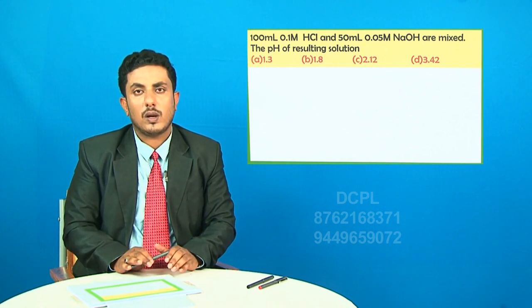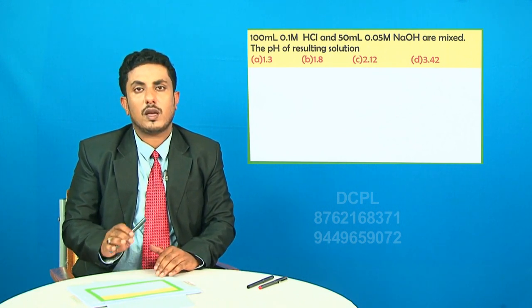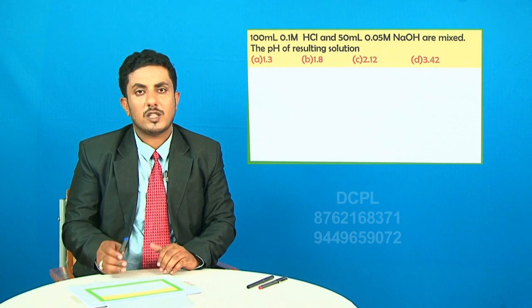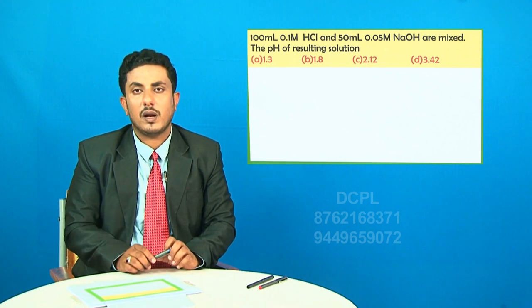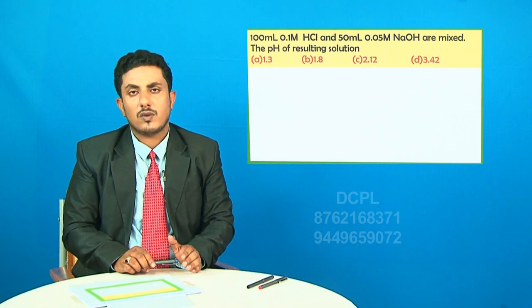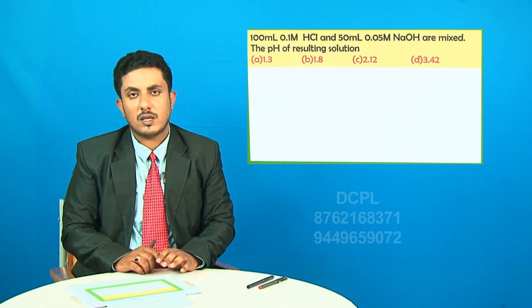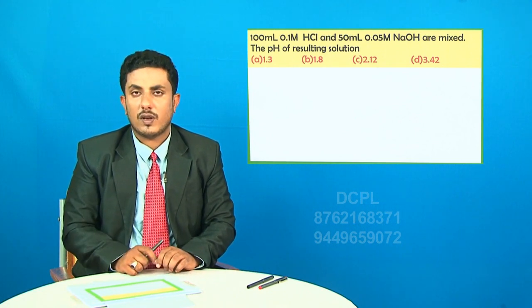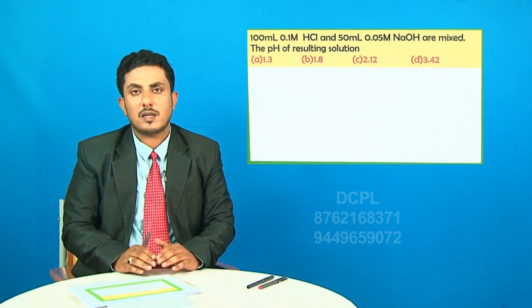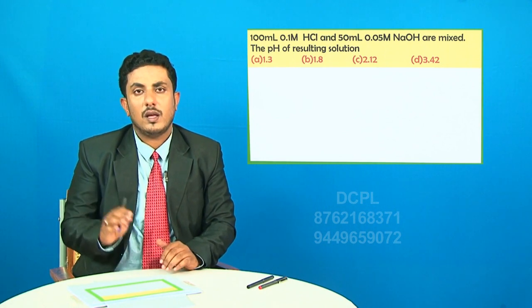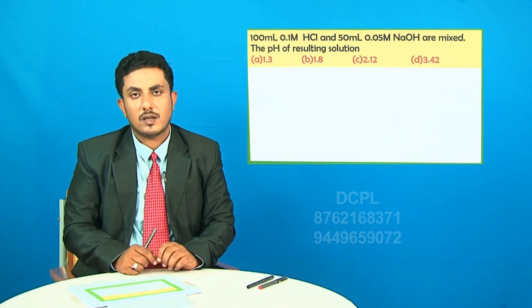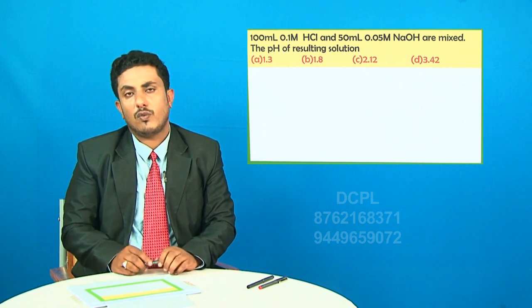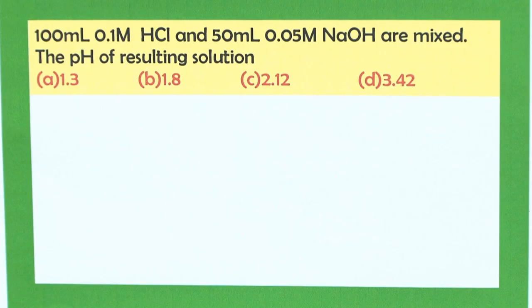First we need to find the nature of the solution. Then based on that we can calculate the H plus or OH minus ion concentration. Then we can predict the pH of the solution. First we will find the number of moles of HCl, then the number of moles of NaOH, then see after mixing what the remaining moles are, whether HCl or NaOH is remaining. Based on that we will calculate the pH. Let's start the problem, guys.